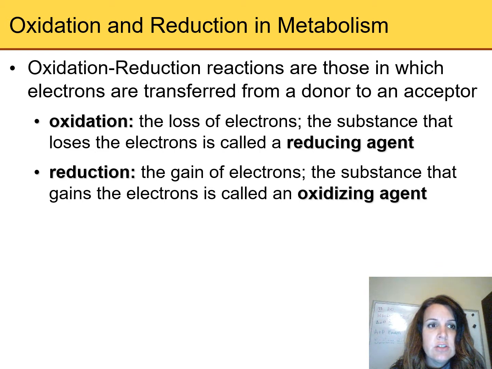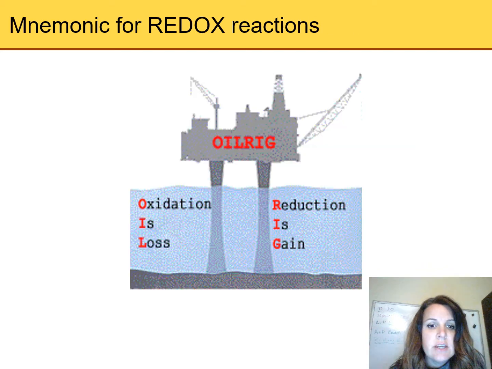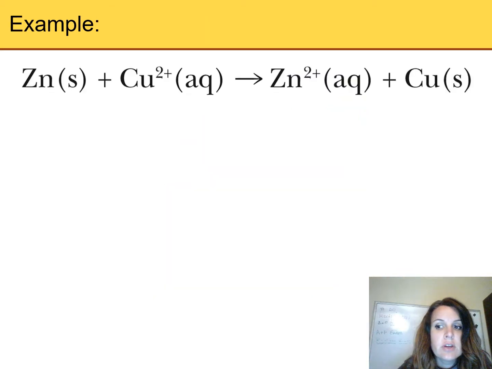In oxidation, you're going to have a loss of electrons, and the thing that loses the electrons is called the reducing agent. In reduction, you have a gain of electrons, and the substance that gains it is called an oxidizing agent. And here's a simple mnemonic that you guys already told me about. Oxidation is loss, reduction is gain. OIL RIG.